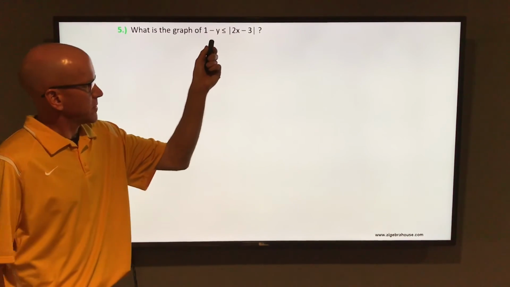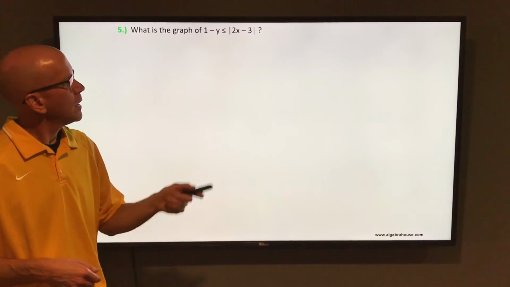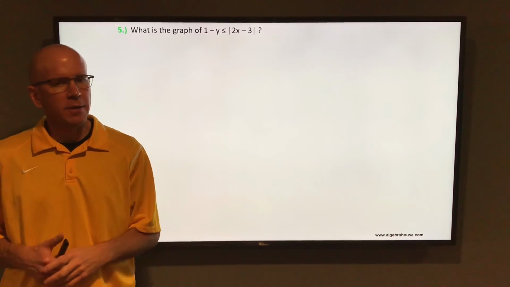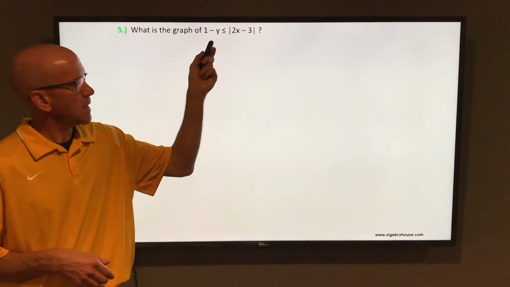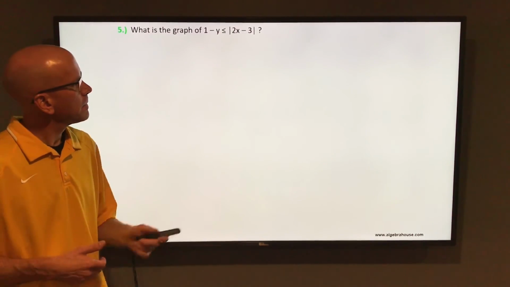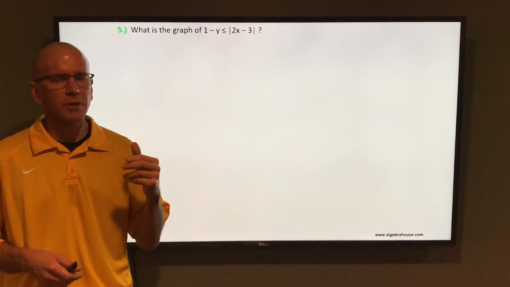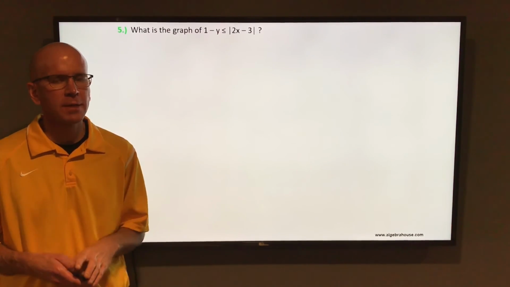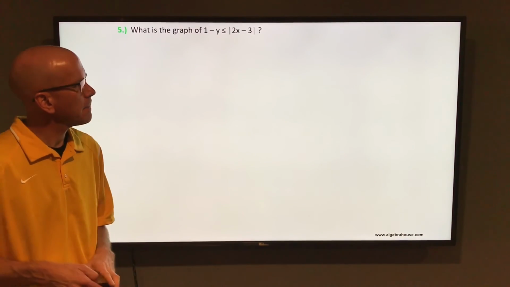Going to graph 1 minus y is less than or equal to the absolute value of 2x minus 3. I can tell you right now, you have to be careful of your signs, be careful of your shading here. This is not in general form or standard form. And also your y is negative. That's telling me the inequality sign is going to change as I'm working through this, which tells me to watch my shading, watch my negative signs.